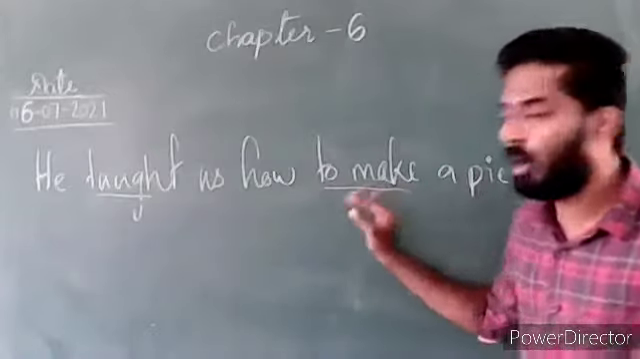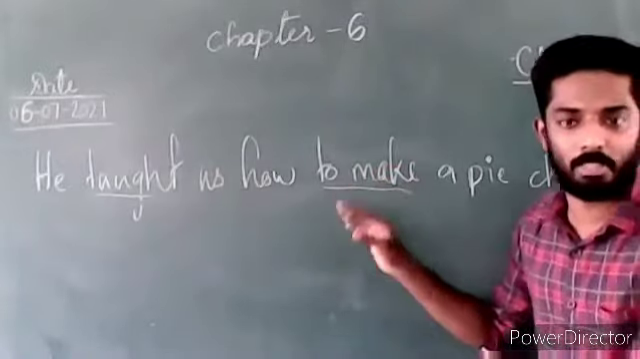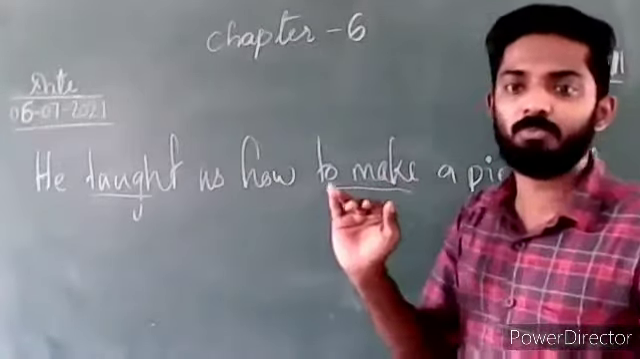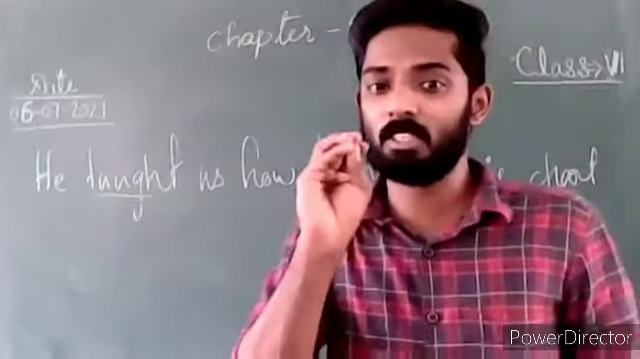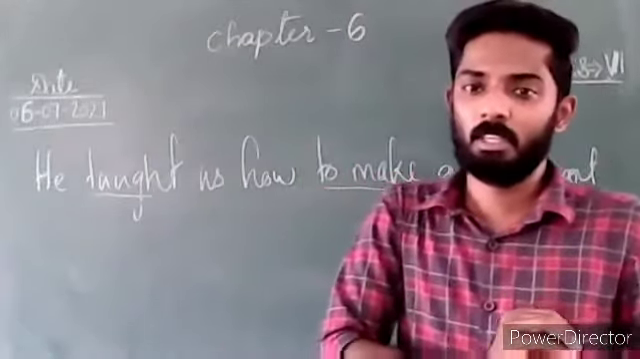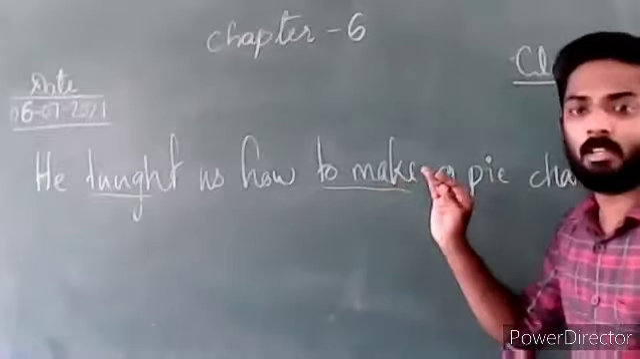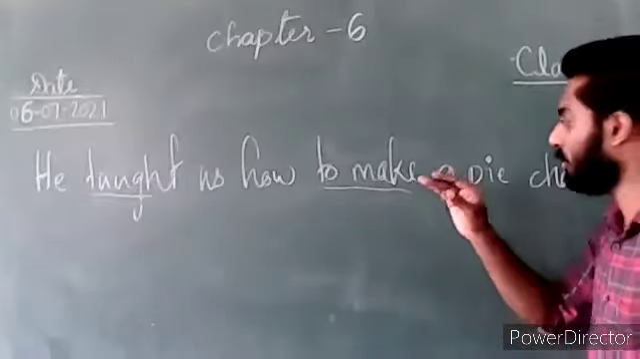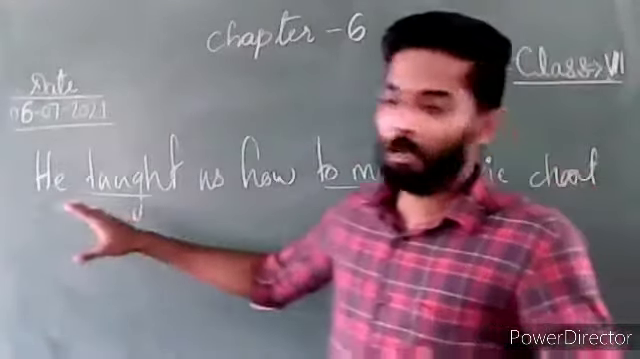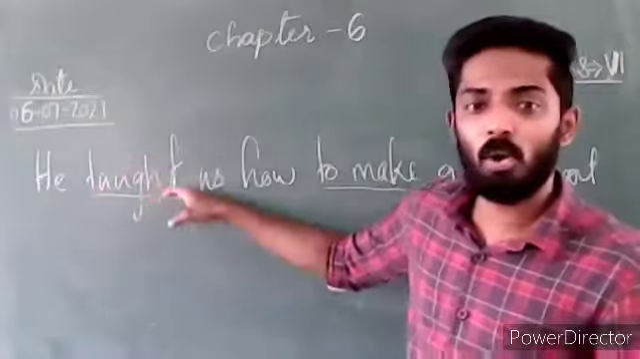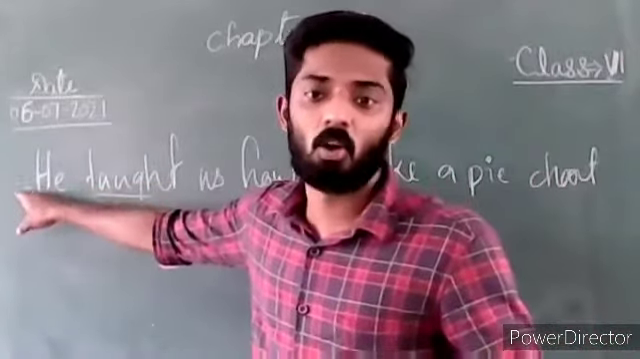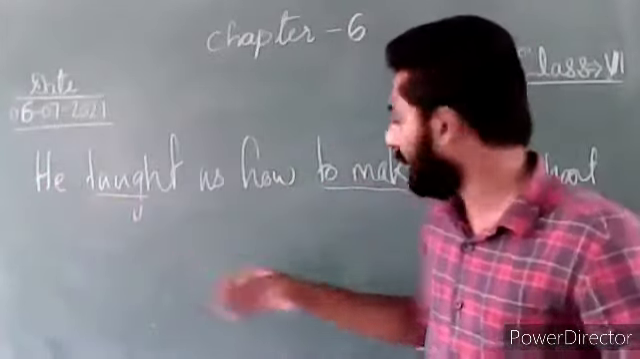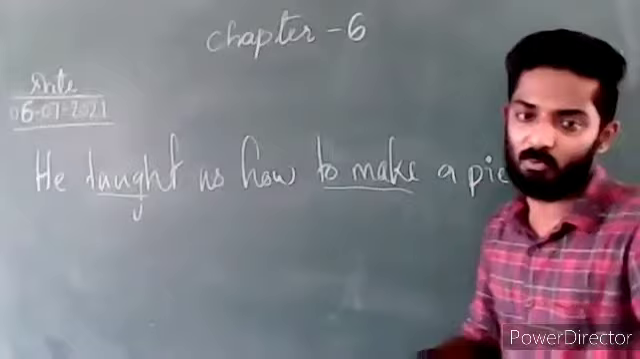So this is not governed by the subject or the tense, and this particular word does not show tense and does not agree with the subject in terms of number and person. Since it is not showing the tense and is not governed by the subject, but the word taught is governed by the subject, the word he, we can say this is a finite verb and this is a clear case of a non-finite verb.